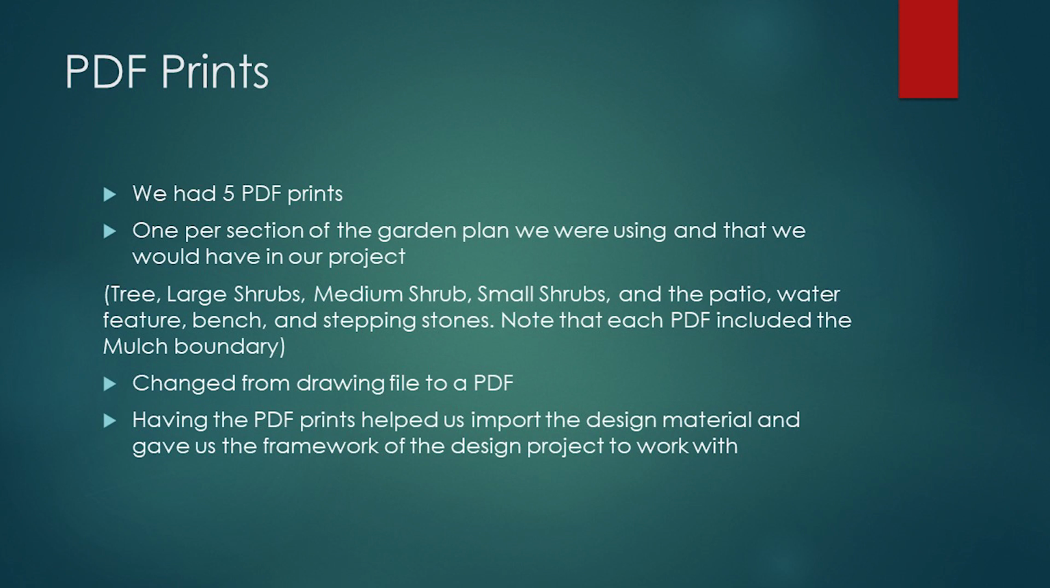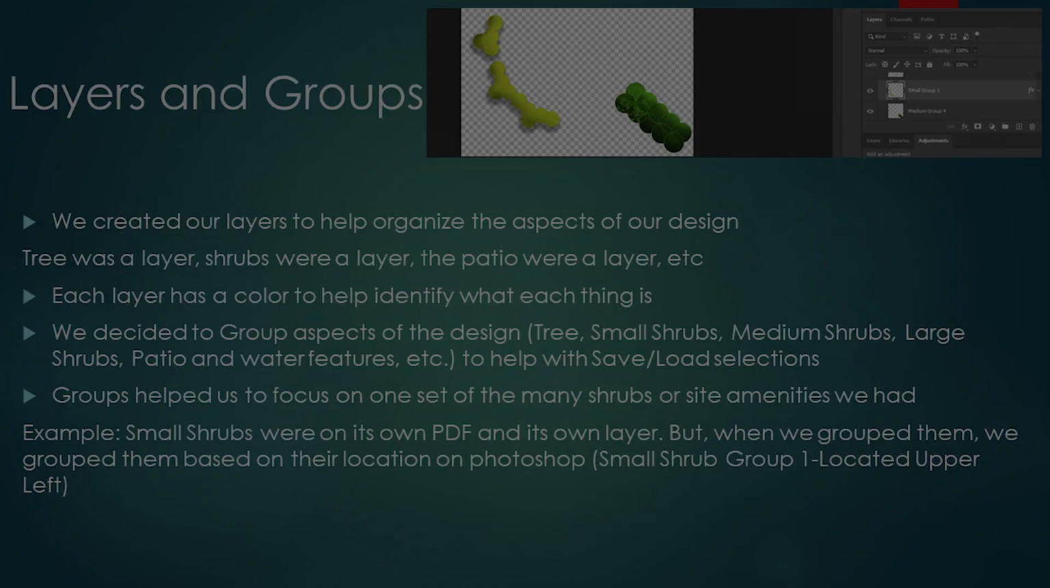The first thing we had to do was create 5 separate PDFs, one for each aspect of our design. So there was one PDF for the tree, the small shrubs, the medium shrubs, the large shrubs, and the one that included the other site amenities, such as the patio, water feature, and etc. Each PDF included the mulch barrier so that when we imported the PDFs into Photoshop, we could align all our PDFs correctly. This allowed for all aspects of our design to be correctly aligned with one another.